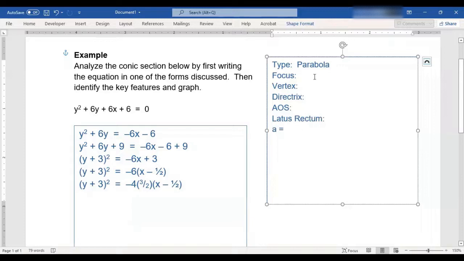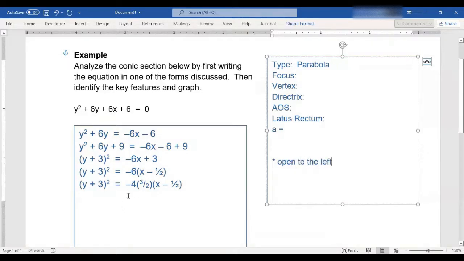So for my parabola, let's see. Because the y part is being squared, that means this is going to be a sideways parabola. So remember, if y is being squared, you get a sideways parabola. And since it's a -4, that means it's going to be opening towards the left. So I might just leave myself a note that it's going to open to the left.